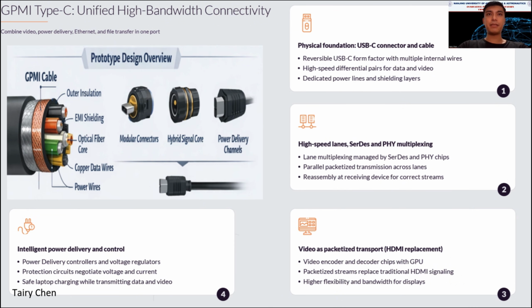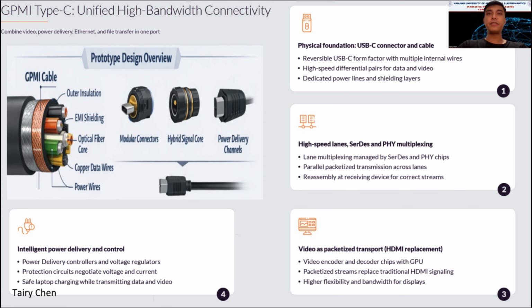Inside the GPMI cable, we used a hybrid architecture: an optical fiber core for extreme bandwidth, surrounded by copper lines for data and power, all wrapped in robust insulation. The real breakthrough comes from intelligent lane management. Specialized SerDes and PHY hardware dynamically multiplex different data types, packetizing them and sending them in parallel across available lanes. The receiving device then reconstructs everything with perfect timing.